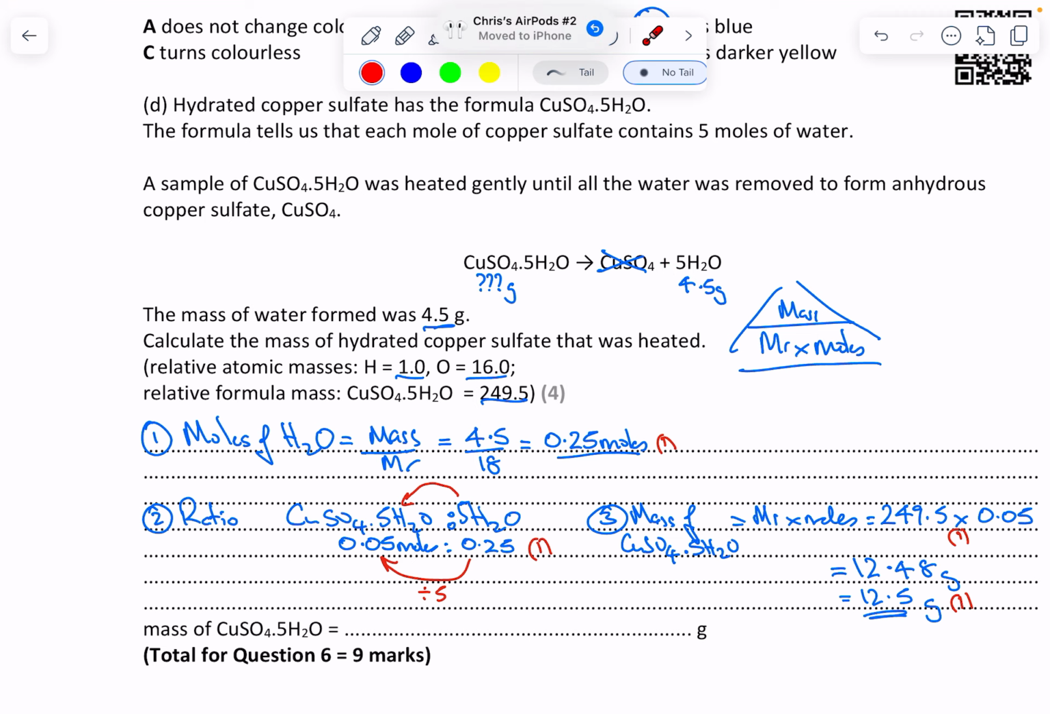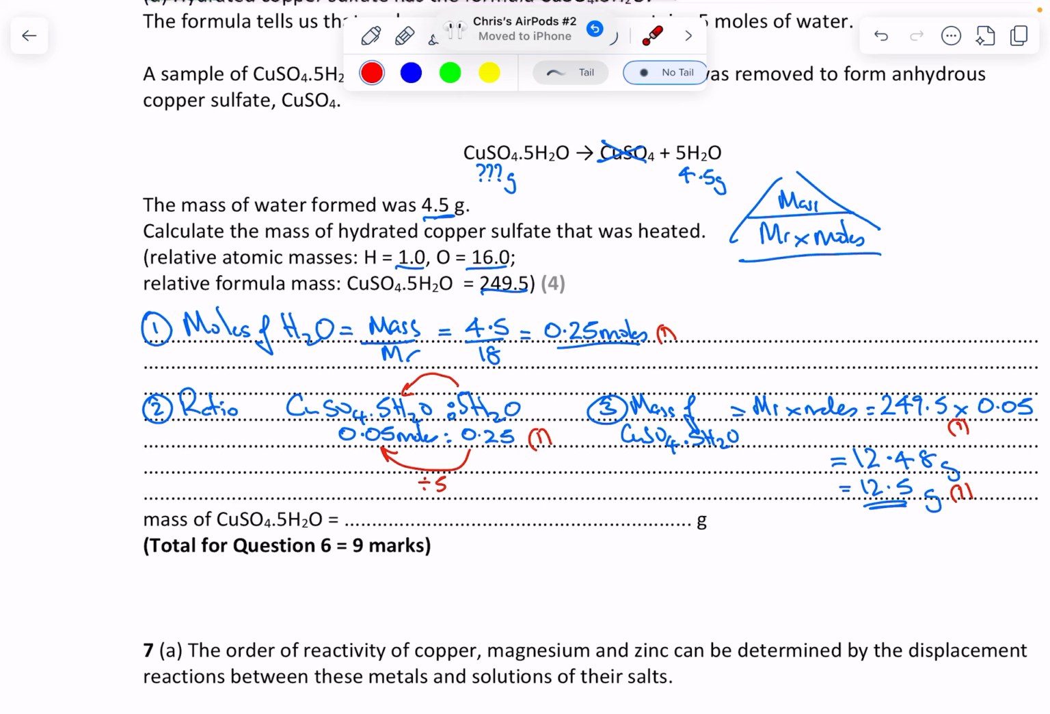So the first thing to do is take this mass, and we need to convert the mass into moles. So to work out moles, we do mass divided by Mr. So you can see here we've got moles of water is the mass divided by the Mr. The mass is 4.5. The Mr for water is 18, because you've got oxygen is 16 and 2 hydrogens is 18 in total. Work that out and we get 0.25 moles. 1 mark if you got that far.